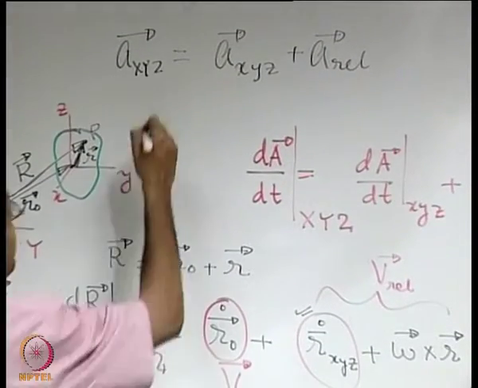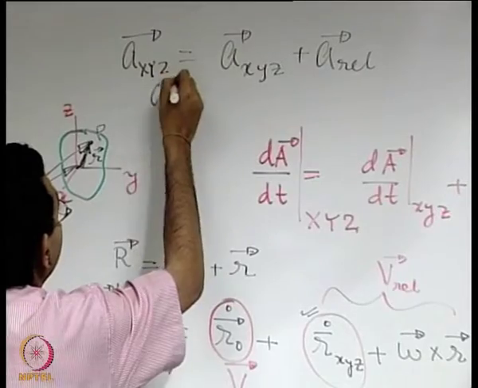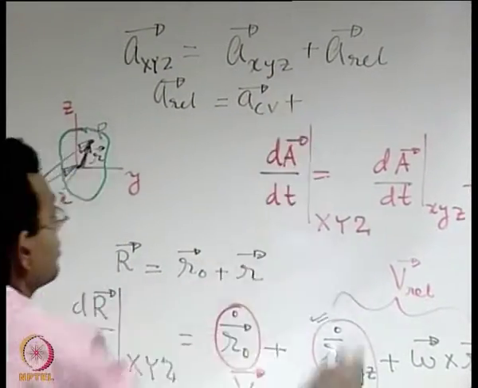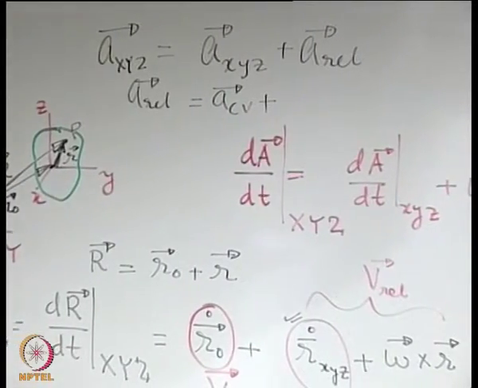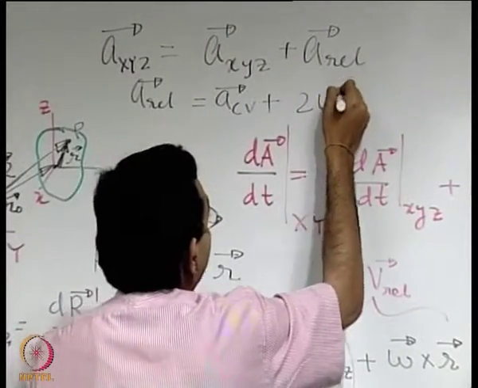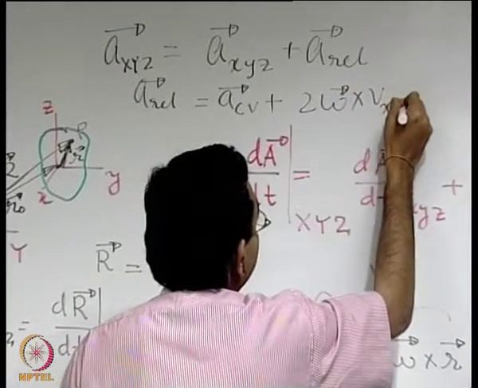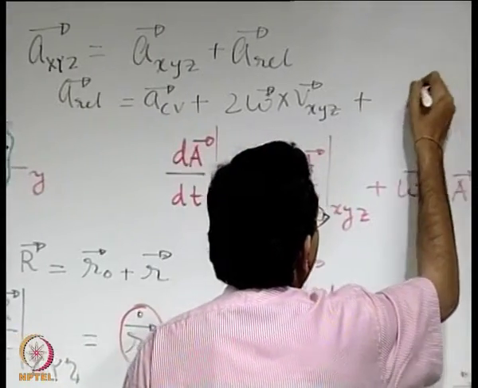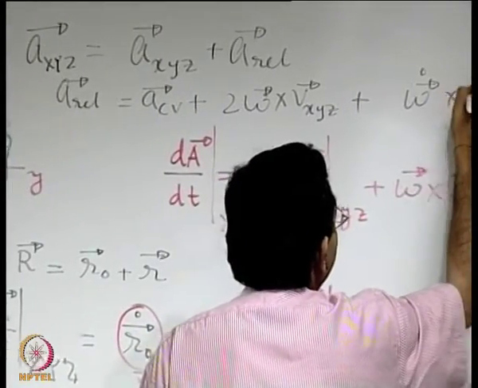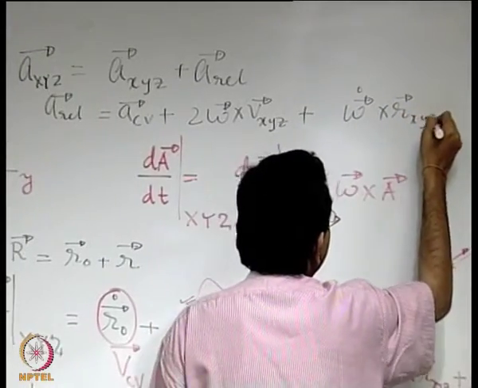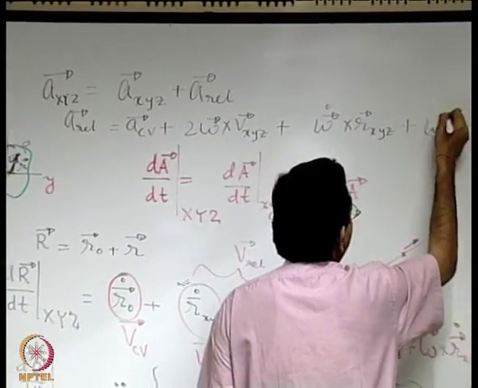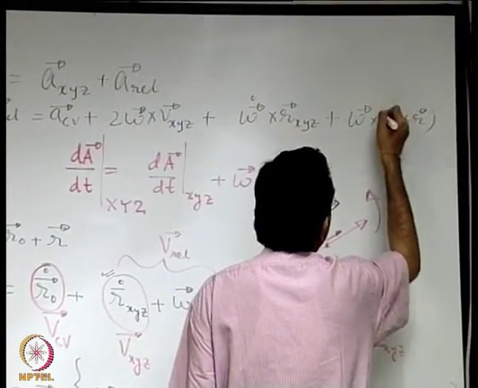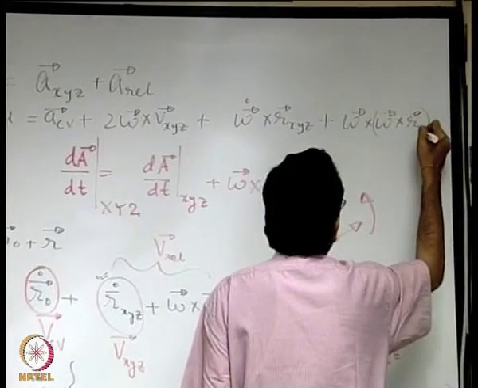So, in the A relative we have A control volume plus 2 omega cross V relative small xyz plus omega dot cross r small xyz plus omega cross omega cross r. R is again small xyz.